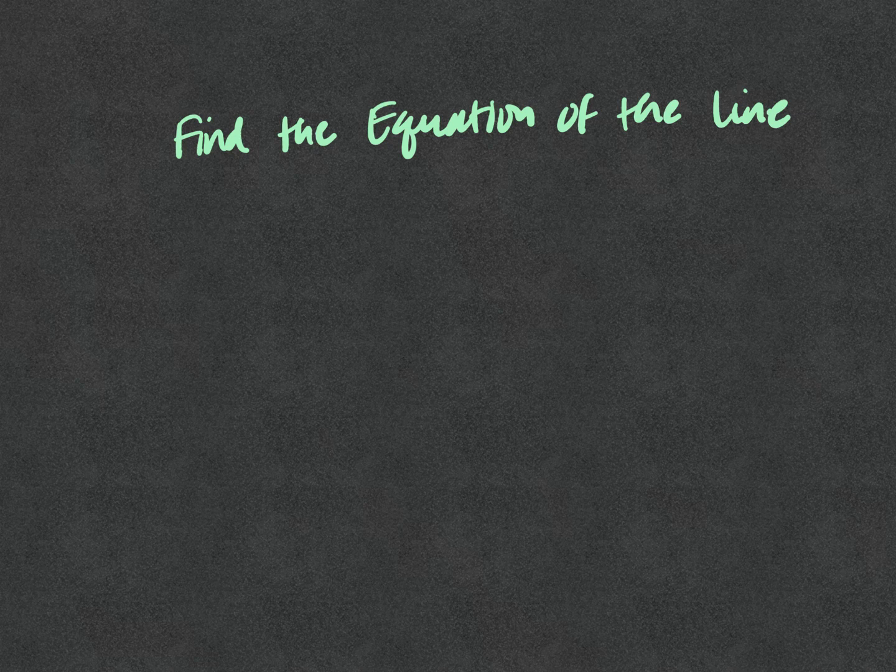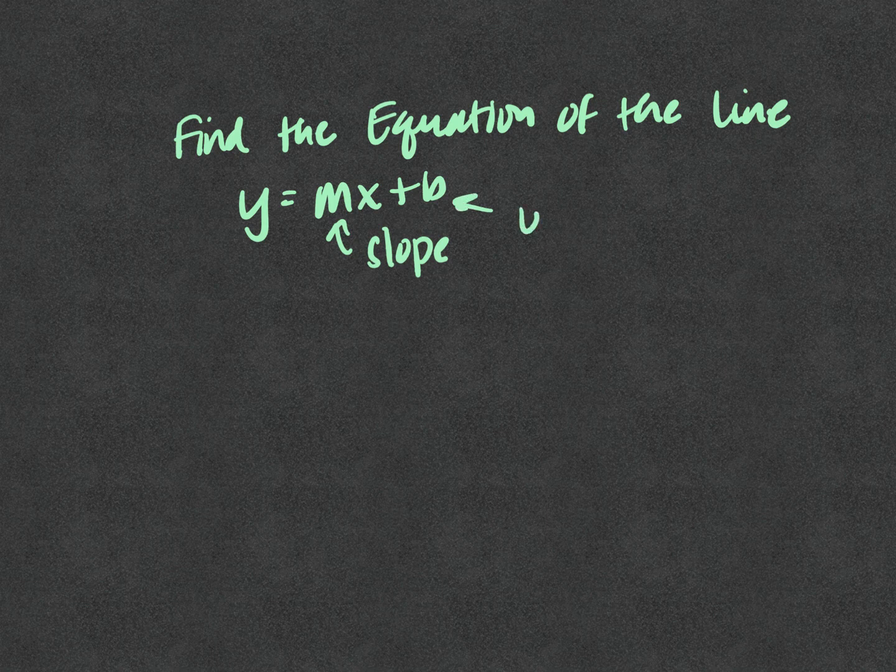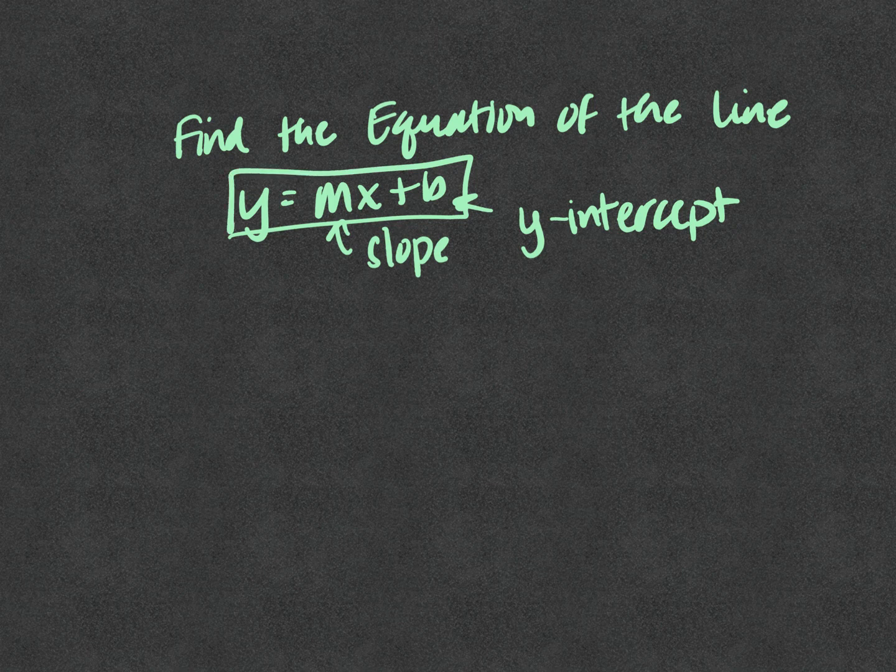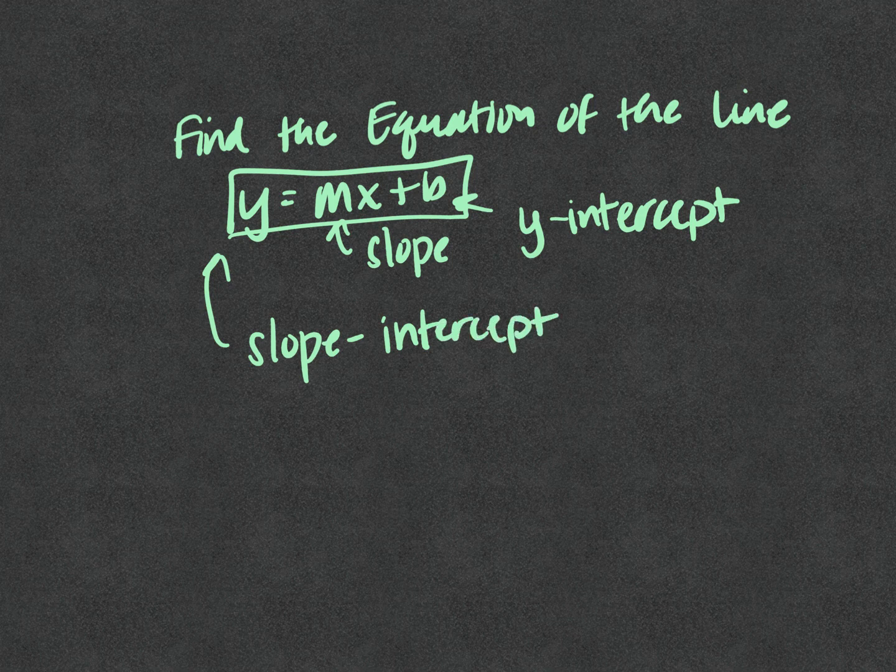Finding the equation of the line. A line says y equals mx plus b, where m is the slope and b is the y-intercept. So this lesson is about finding the equation of the line, not necessarily given that. This y equals mx plus b form is called slope-intercept form because it gives you the slope and the intercept. So that's often how we write our answer.